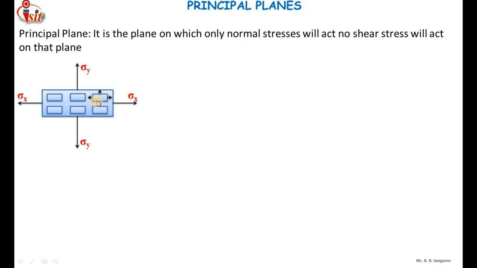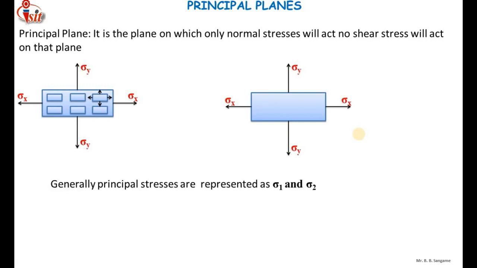Here I am going to take the enlarged image of this element. You can see that a single element of the total component will be subjected to the same type of stress, sigma x and sigma y. Generally principal stresses are represented as sigma 1 and sigma 2. In this figure I have considered one element.